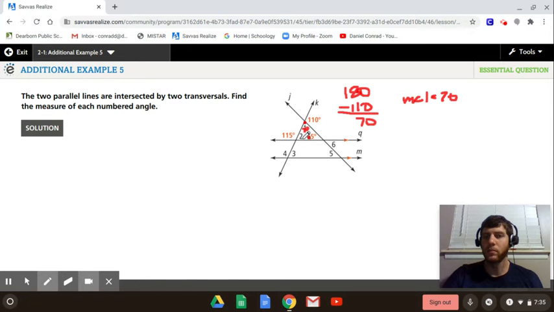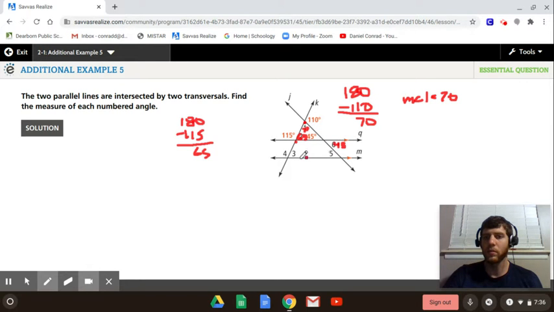115 and angle 2 here are a linear pair again, right? They're at the same intersection point. So that one's going to be 180 minus 115, which is going to be 65. So this angle here is going to be 65. Right, 45 and 6 are vertical. So this one is going to be 45.